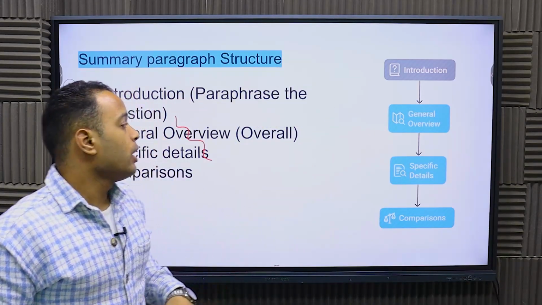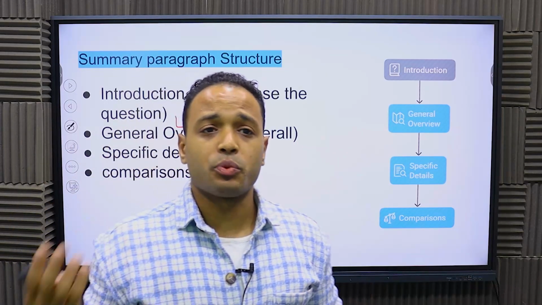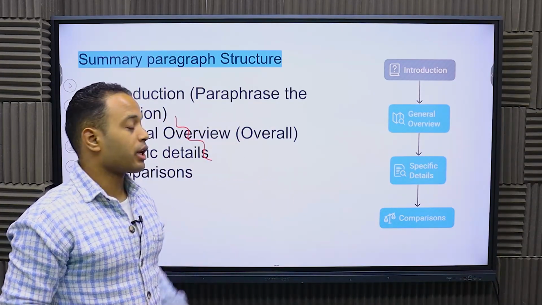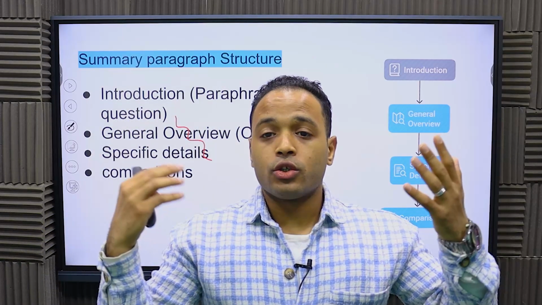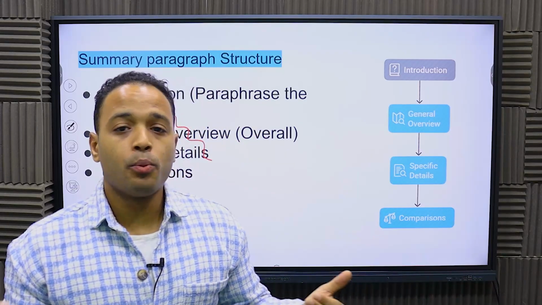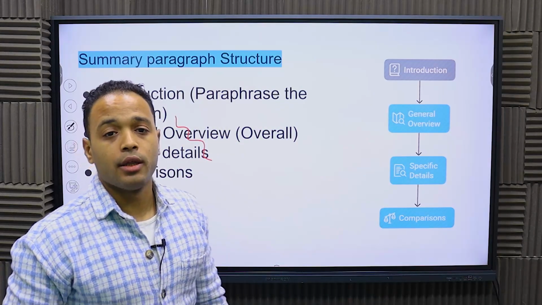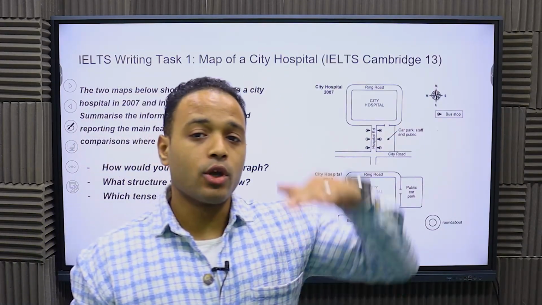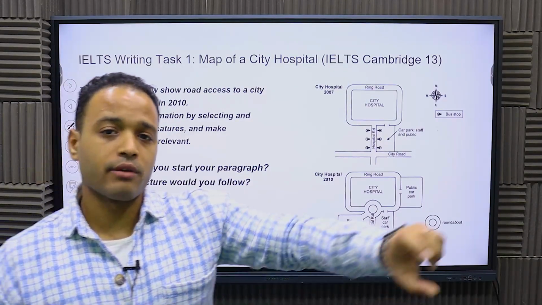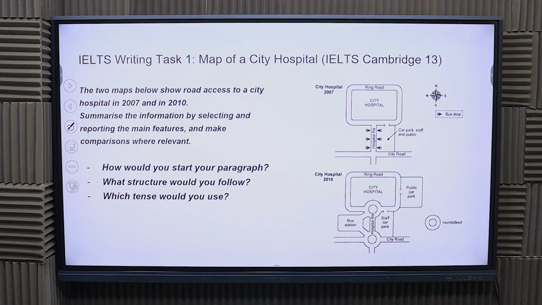Then we take it down to the general overview. And in the general overview, we give an overview about this trend, or this picture, or this map. After that, we start giving more details. And at the end, we give the comparison if there's something that we need to compare. Like if we have two maps, two pictures, two graphs, anything that we need to make a comparison between, we just leave it for the end of the paragraph. Okay, so we go from the very general to the very specific, and then we give a concluding sentence, or a very fast conclusion.